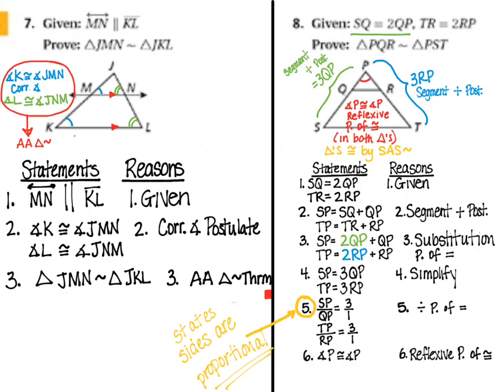Now we're using that angle P is congruent to itself, angle P, because of reflexive, and the triangles are therefore similar because the sides are proportional and the angle included is congruent. So that's the end of that theorem. Hope this helps you with some of your problems that you're doing in this section of geometry.